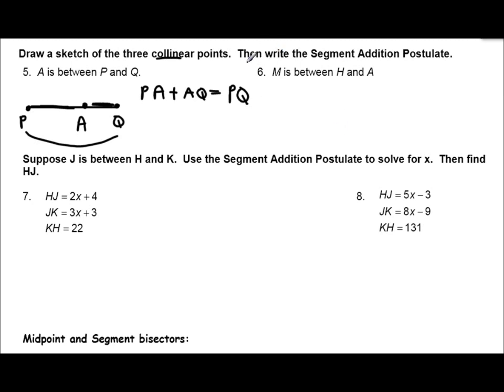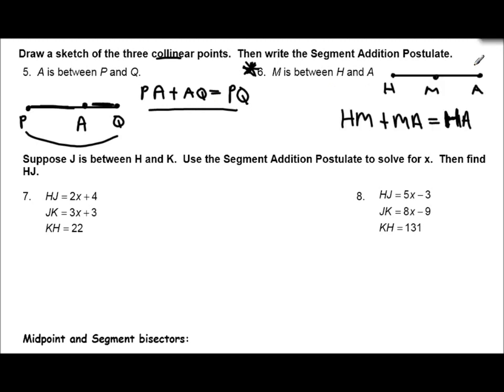Alright, so I'd like for you to try number 6. I would like to see a picture of the segment and then the segment addition postulate that follows. Pause the video to see if you get what I get. Okay, and your picture should look similar to this, with M in between H and A, and then the segment addition postulate set up like this.